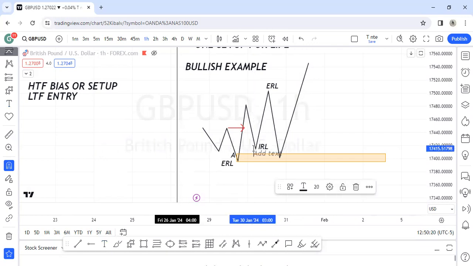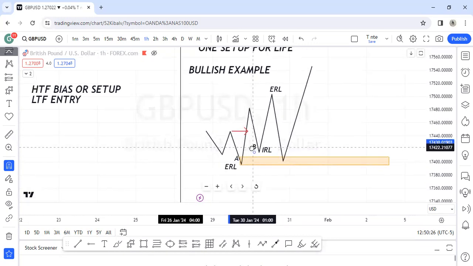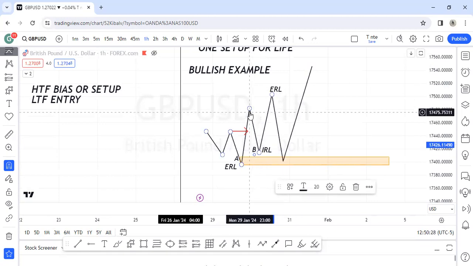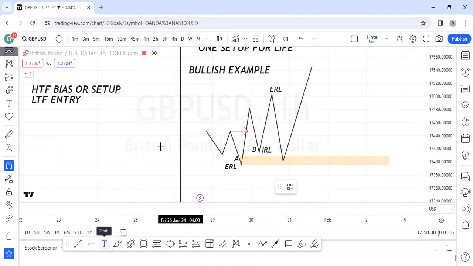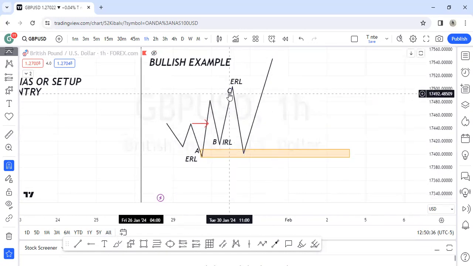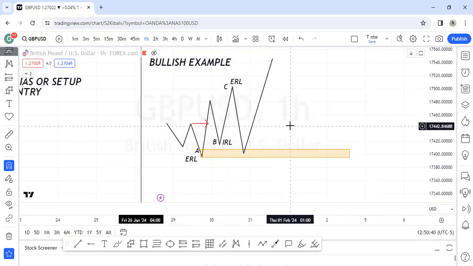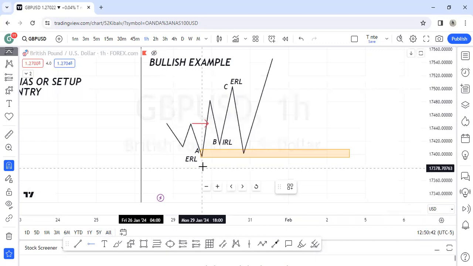Some people will be like, okay, this is my B leg. The B leg is really the external range liquidity, and then we have our C leg above here. That's how some people see it. So this is the model. That is the model. That's how some people see it. Remember, don't forget what I told you guys.